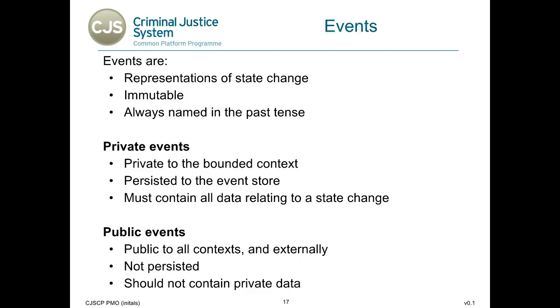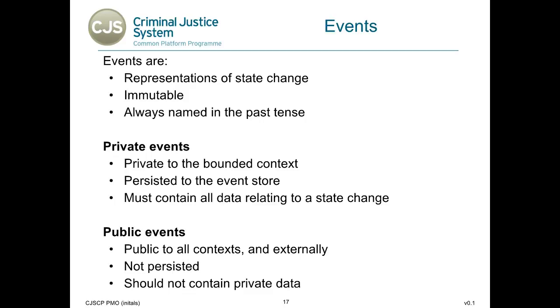Whereas public events are public to all contexts and potentially externally. They're not persisted. You can consider them to be notifications. And because they go outside of our context or outside of the system potentially, they shouldn't contain private data. They should contain notifications that something happened, but if you want to know the details of what that something was, then you have to look it up.